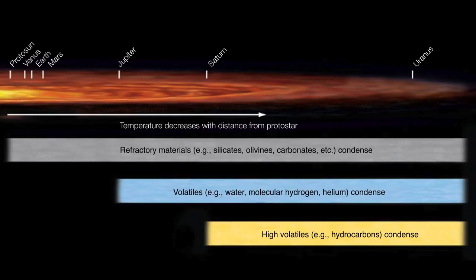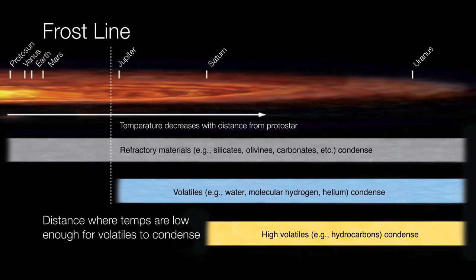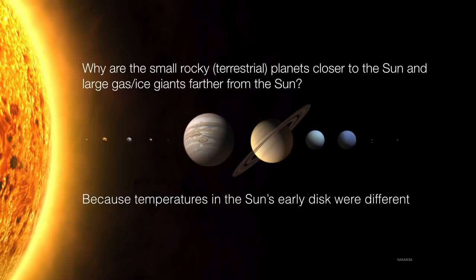So the point where the temperatures drop low enough is called the frost line. It's really just the distance where the temperatures are low enough for volatiles to condense. And so, why then are the small rocky terrestrial planets closer to the sun and the large gas and ice giants farther from the sun? It's because of that temperature difference. It is only in the outer solar system where these large planets can form because they have an abundance of both refractory materials and volatiles. However, inside the solar system where the terrestrial planets live, there are only refractory materials to build with.